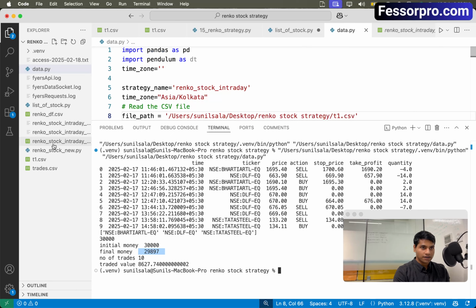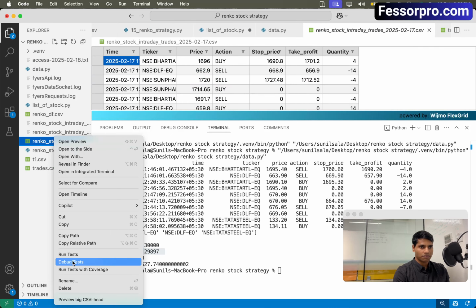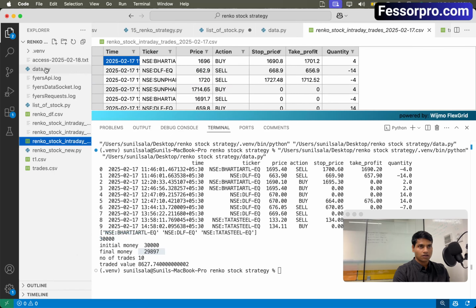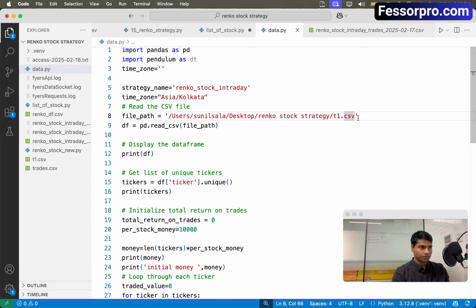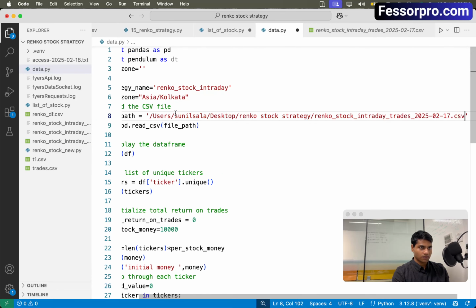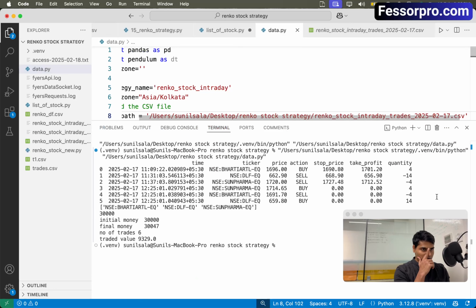Then I have another day, which is this day. I'll just click a copy path. I'll click on the trades and I'll run the code. So on this day, I again executed on 3 stocks and it gave me a profit of 47 rupees. 6 trades were taken and the traded value was this. This is how it looks like. Okay, so you can manually look at all the trades too.